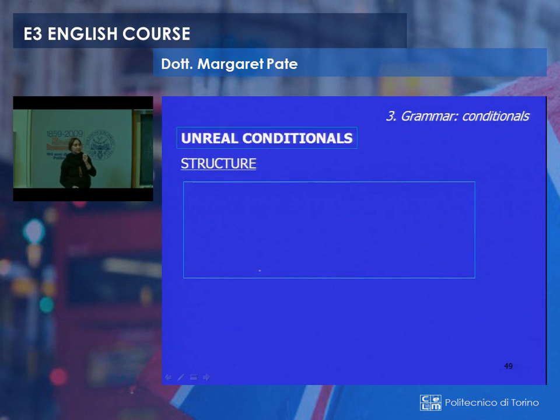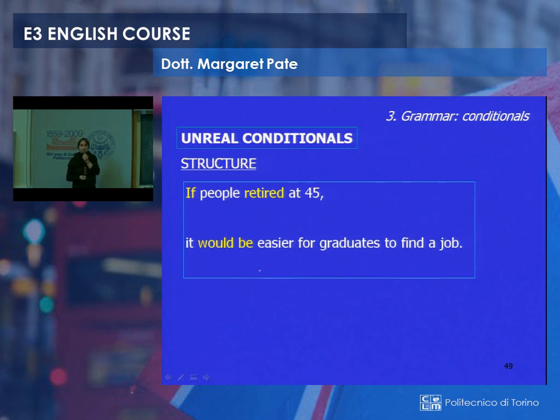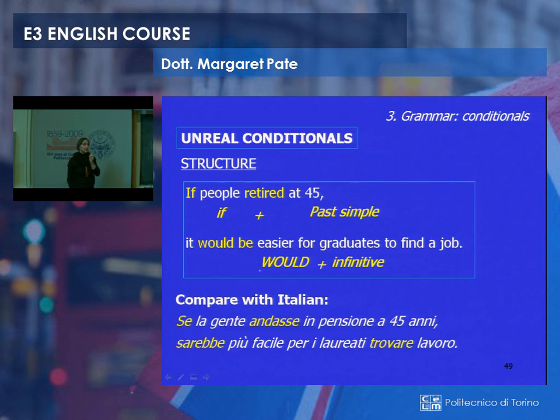Well done. Okay, let's have a look at the second type then of conditional sentence. The unreal conditional. Okay, if people retired, what happens after if? It's no longer the present tense, but the past simple. Okay, it would plus infinitive instead of will plus infinitive. Okay, again, looking at the Italian, you've got a different verb type. In the consequence part, it's the same, but you have your different past tense verb. Okay, in Italian.